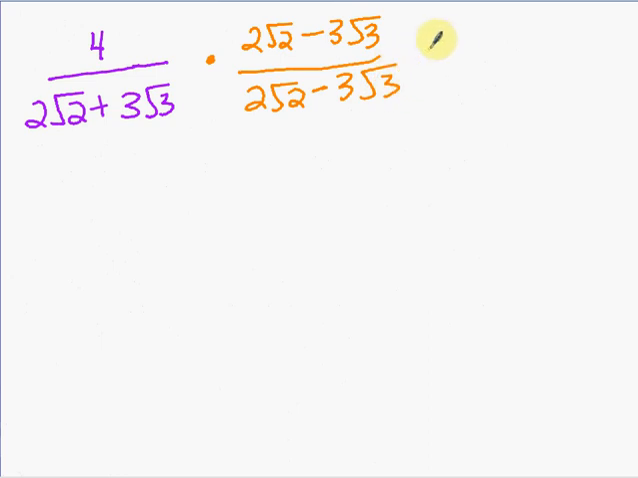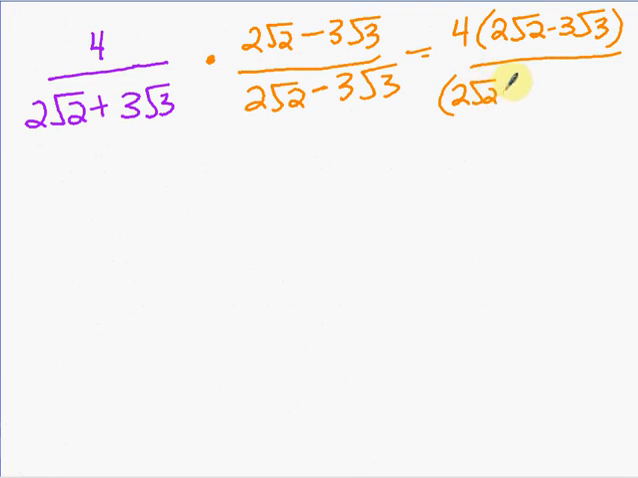Okay? And let's set up the part that nobody likes. 4 times the quantity 2 root 2 minus 3 root 3. Okay? Down low, we're going to have these two quantities multiplied together, so we'll put them there. Alright, we're getting there. Uh-oh, I'm running out of room. Oh well, we see it. Alright, so let's write what we have here.